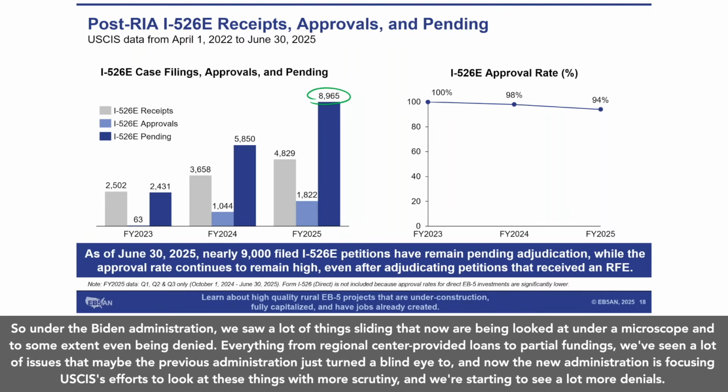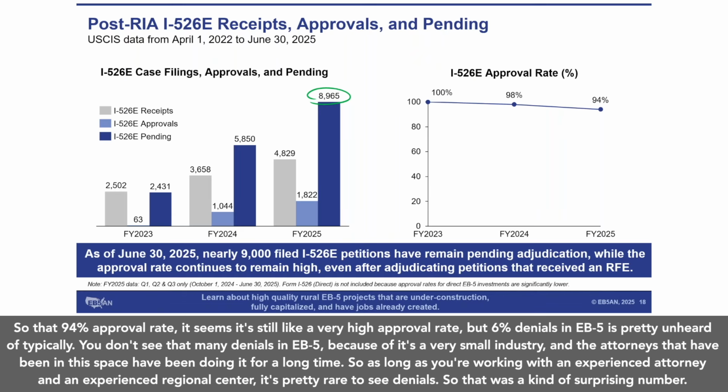And we're starting to see a lot more denials. So the 94% approval rate still seems like a very high approval rate, but 6% denials in EB-5 is pretty unheard of typically. You don't see that many denials in EB-5 because it's a very small industry, and the attorneys that have been in this space have been doing it for a long time. So as long as you're working with an experienced attorney and an experienced regional center, it's pretty rare to see denials. So that was a surprising number.